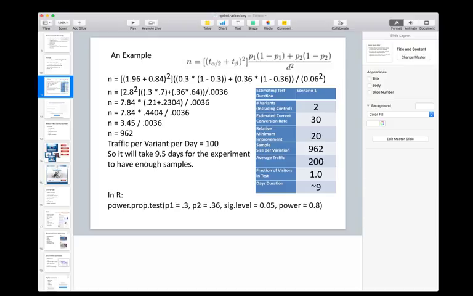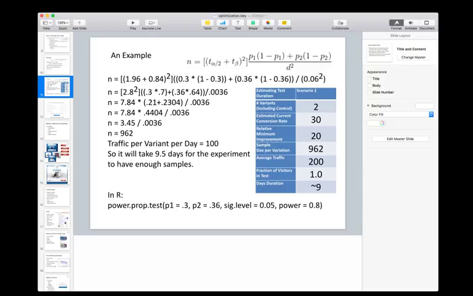1922, right? But your traffic per day is 200 individuals. So your traffic per variant per day is going to be 100. So 962, which is the amount of traffic per variant you need to see, is going to be 962 divided by 100, 9.62, or 9.5, rounding down in this particular case, and you round to 9 here, right? So in roughly 9 days, a little bit more than 9 days, almost 10 days, you'll have that sample.